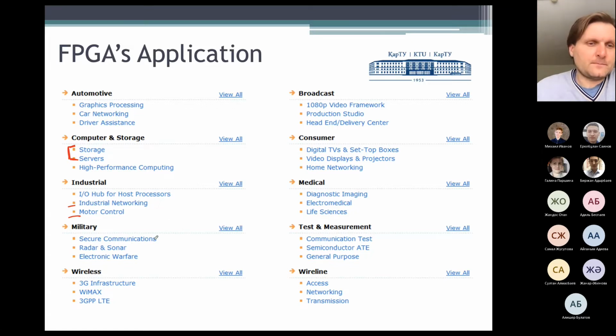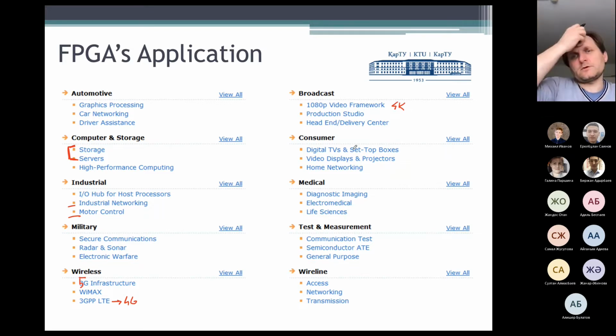Wireless 5G, there's a mistake here: 5G infrastructure, and also LTE, which is 4G. The tests of the infrastructure are based on FPGAs, because it was easy to change the program. It was easy to change the codec for transmission and the decoder, of course. And the same problem in 4K broadcasting: as 4K grows, every TV set has an FPGA and the possibility of quickly changing the firmware. Also broadcasting and consumer technology, TV set-top boxes, homes that are connected together.